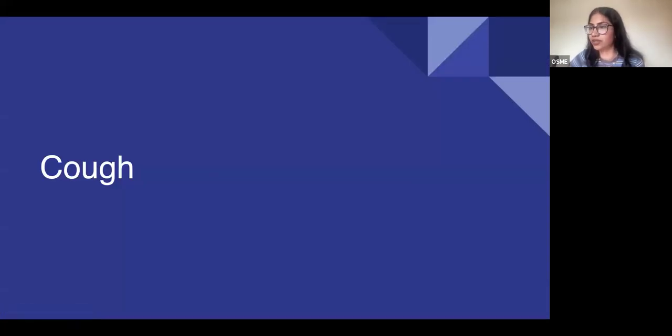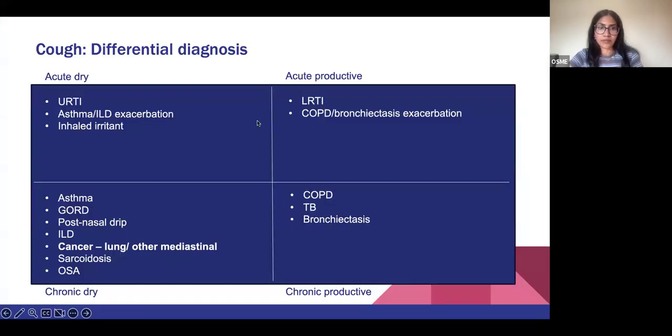Okay, so going on to cough, and we'll briefly discuss hemoptysis with this. For cough, we'll discuss all of the characteristics of the cough that you need to ask, but just generally you can split it into acute versus chronic cough. Acute is less than 3 weeks, and a chronic cough is greater than 8 weeks. And then dry and productive. So acute dry coughs are things like the common cold, or other upper respiratory infections, asthma exacerbation. Productive can be lower respiratory tract infections like pneumonias, or things where you typically have a productive cough and it's exacerbated, so COPD and bronchiectasis.